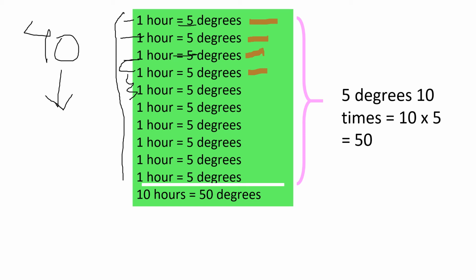So 10 hours, how did we find 10 hours? 1 plus 1 plus 1 plus 1, and so on, 10. In 10 hours they had decreased 50 degrees, because in every hour they're decreasing 5 degrees. In the first hour they decrease 5, in the second hour also 5, in the third hour 5. So from 40 it became 35, then 30, then 25, then 20, then 15, then 10, like that it kept decreasing, total it decreased by 50 degrees.